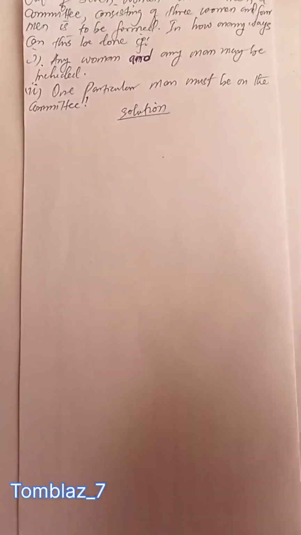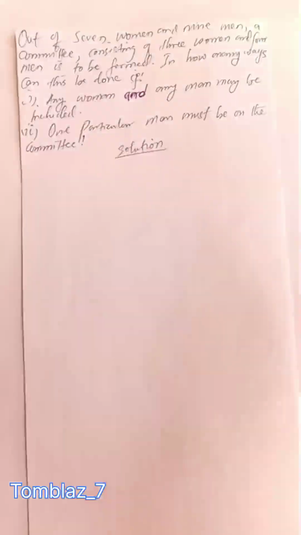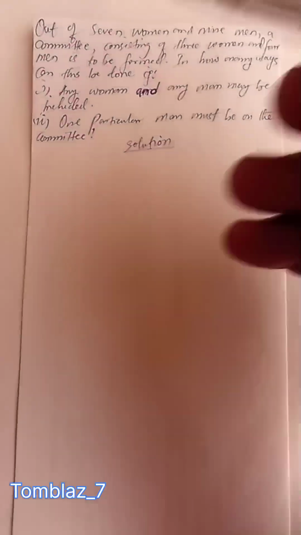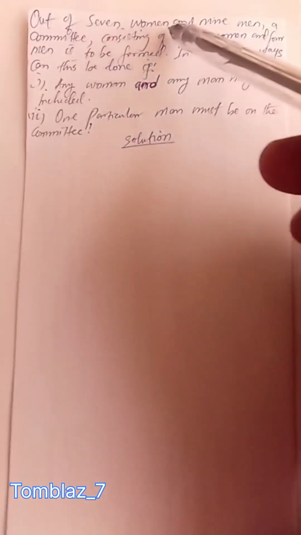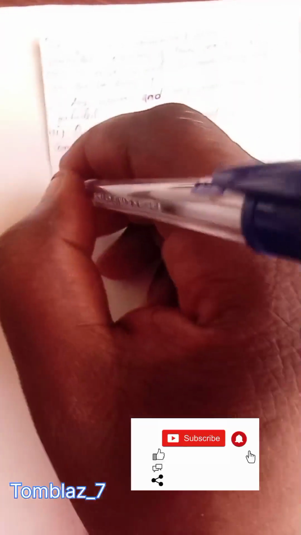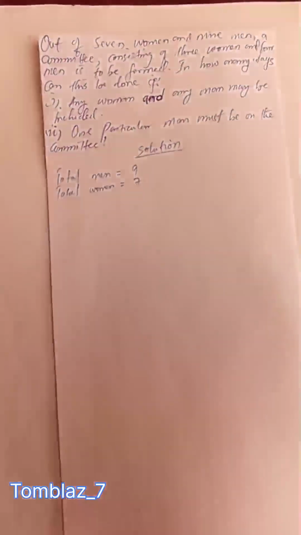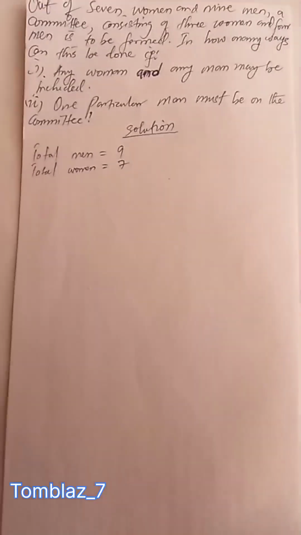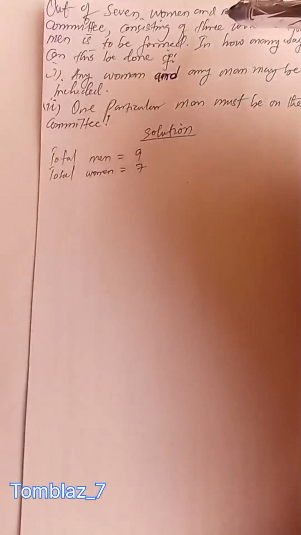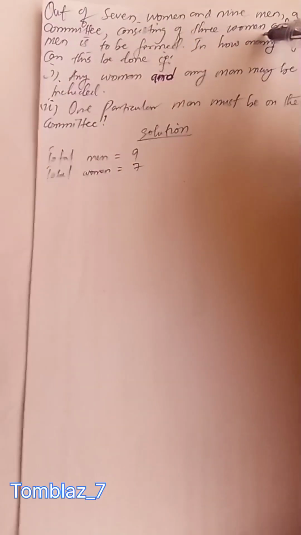So the first part is that we are looking for any woman and any man to be included in the committee that's made up of 3 women and 4 men, right? And this committee is to be formed out of 7 women and 9 men. So let's see total women, right? And then we are forming a committee that any man or woman can be in, but it must be made up of what? 3 women and 4 men.